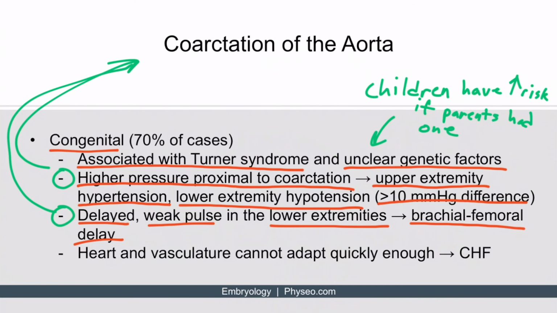Now, in the acquired form of coarctation, there are some cardiovascular adaptations, and we'll talk more about this condition on the next slide. But in the congenital form, the heart and vasculature cannot adapt quickly enough. So what this means for the infant is congestive heart failure.